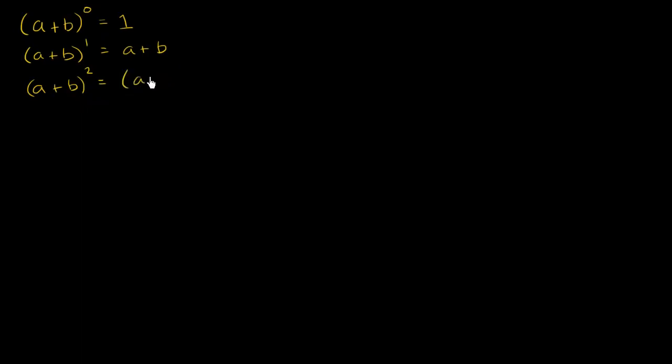It is a plus b times a plus b. And if you do this, it'll be a times a, which is a squared, plus a times b, which is ab, plus b times a, which is another ab, plus b times b, which is b squared. You have two ab's here, so you could add them together. So it's equal to a squared plus 2ab plus b squared. Now things are going to get a little bit more interesting.